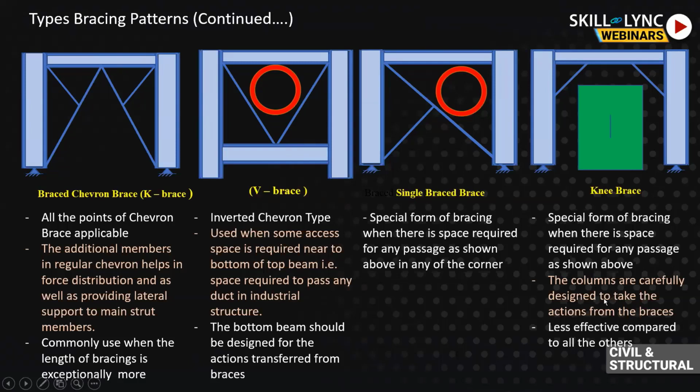The columns are carefully designed to take the actions from the brace, because you have to understand that this is a modified version of the moment resisting frame system, with the reactions transferred from the knee brace to the columns and the beams. So both beams and columns must be designed for the actions coming from the knee to those members. It is less effective compared to all the others, because there is no complete system. There is only a part system of the brace.